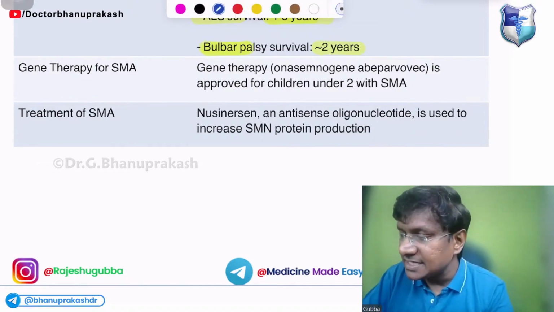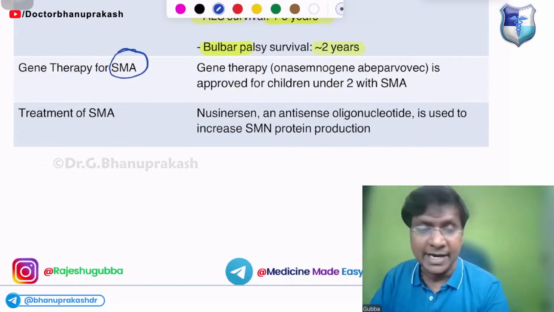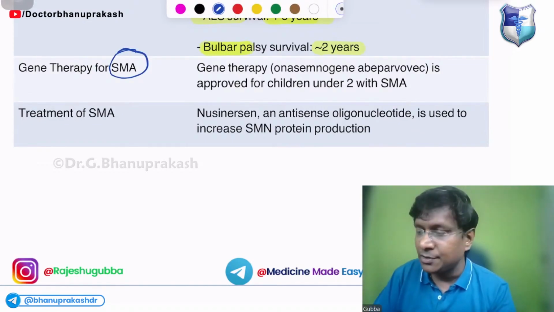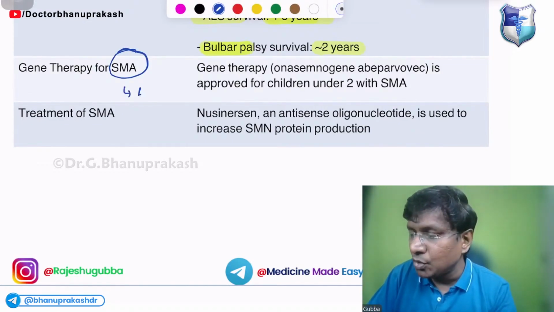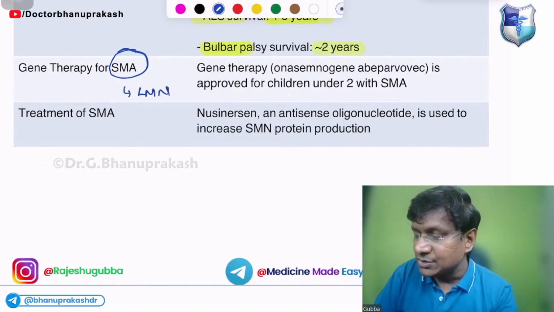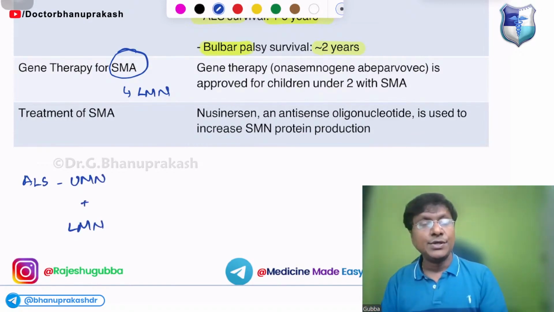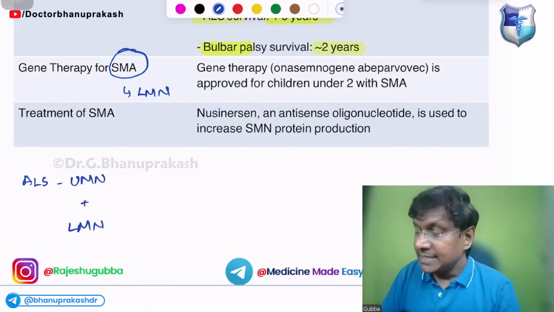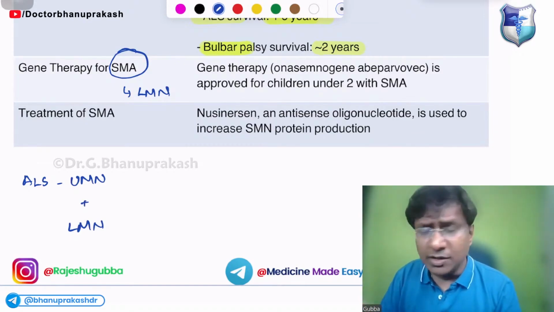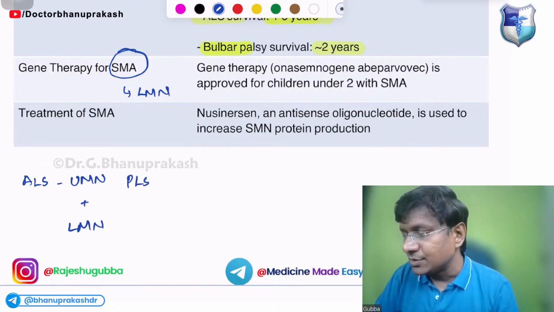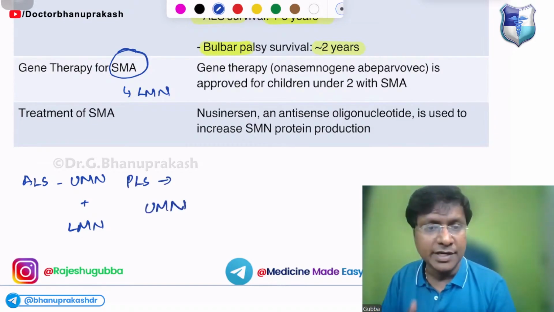But these gene therapies are given for what? That is spinal muscular atrophy. What is spinal muscular atrophy? Where you have pure lower motor neuron involvement. Actually, amyotrophic lateral sclerosis is where you have both upper motor neuron as well as lower motor neuron involvement. Whereas in SMA, you have lower motor neuron involvement. And we have one more clinical entity called primary lateral sclerosis. In primary lateral sclerosis, it is purely upper motor neuron involvement.